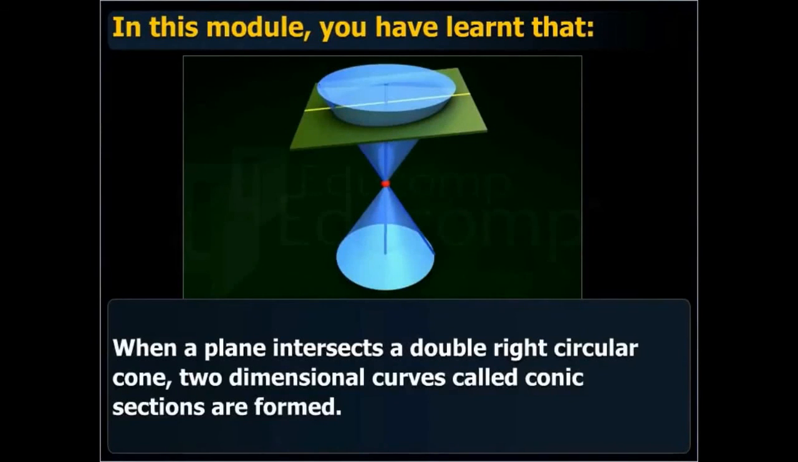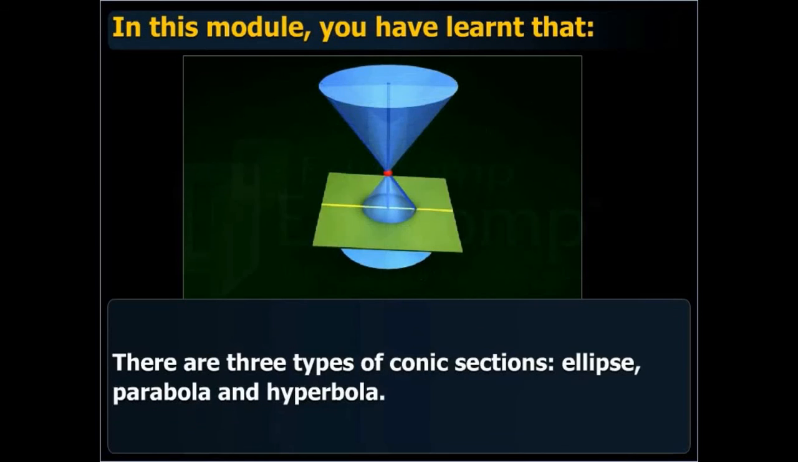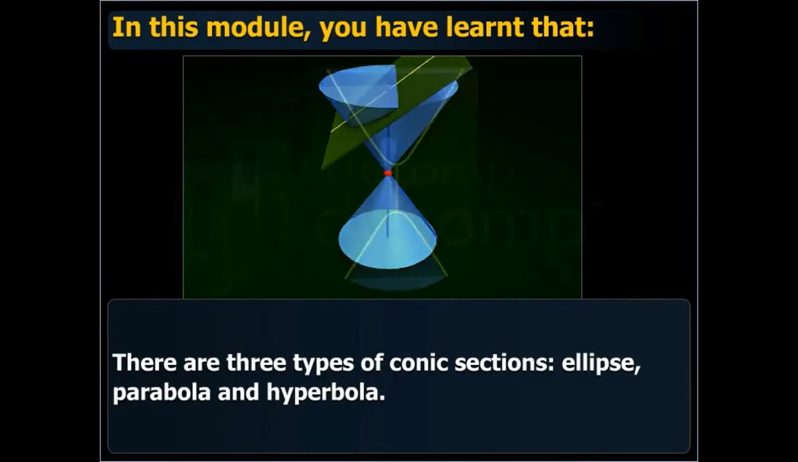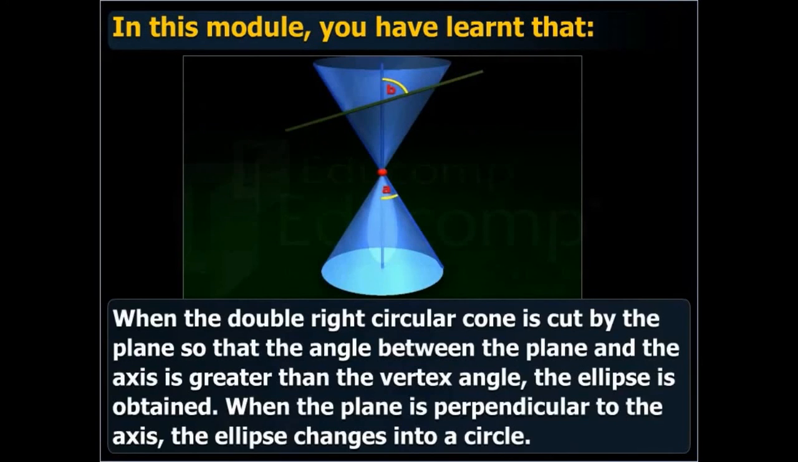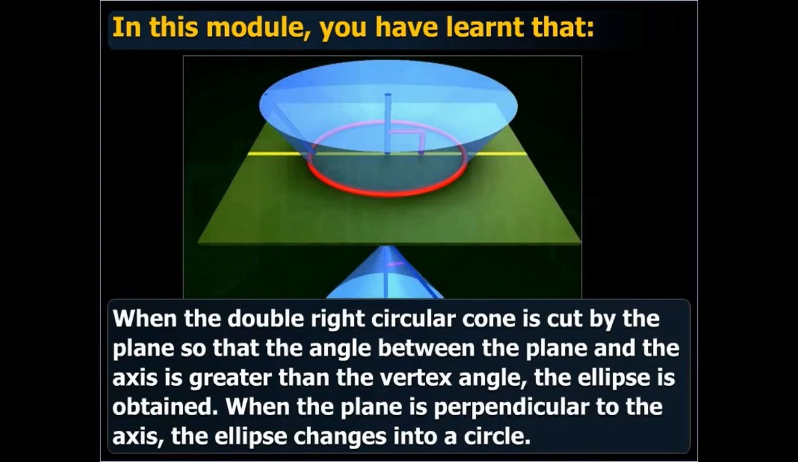In this module you have learnt that when a plane intersects a double right circular cone, two-dimensional curves called conic sections are formed. There are three types of conic sections: ellipse, parabola, and hyperbola. When the double right circular cone is cut by the plane so that the angle between the plane and the axis is greater than the vertex angle, the ellipse is obtained. When the plane is perpendicular to the axis, the ellipse changes into a circle.